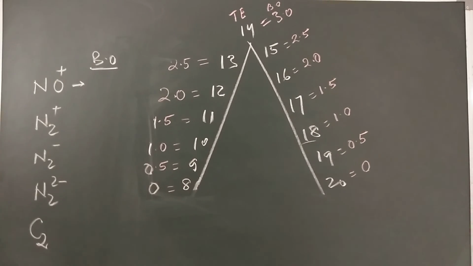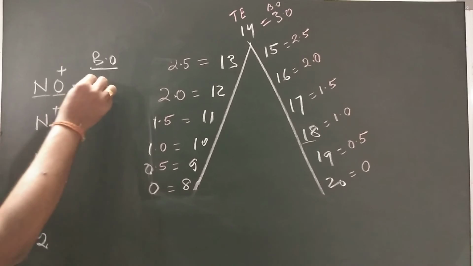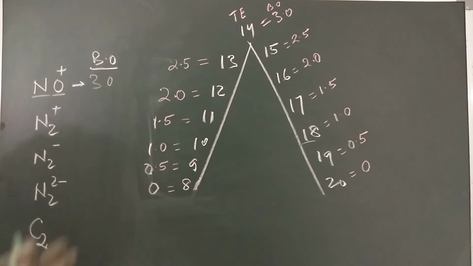Now let's see the bond order in case of NO plus. So N is 7 and oxygen is 8. 7 plus 8 is 15, minus 1, so 14. So the bond order is 3. If you see from the table, in case of 14, the bond order is 3.